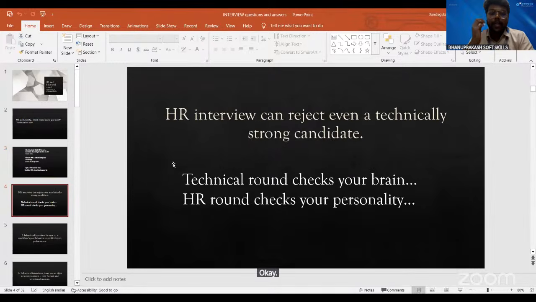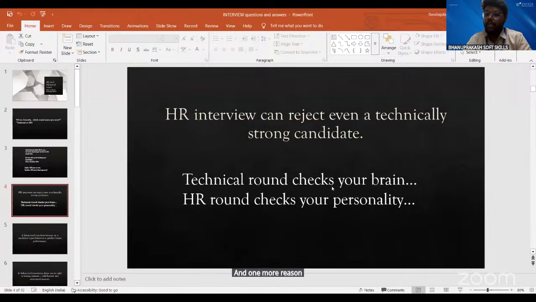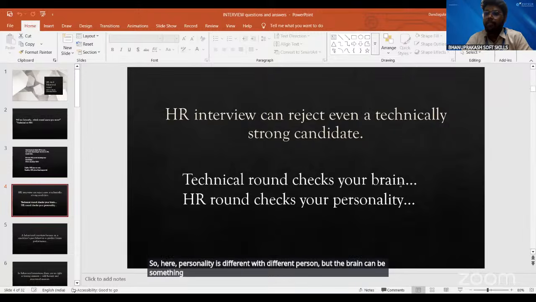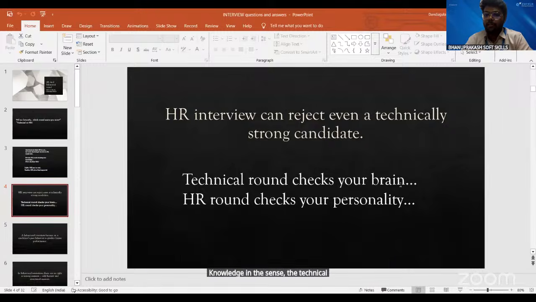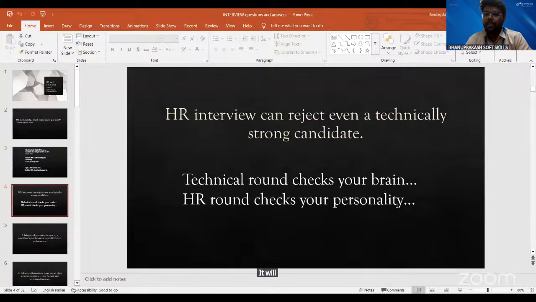Next, an HR interview can reject even a technically strong candidate, because I already told you the reason. And one more reason, the technical round checks your brain, which is your knowledge, and HR rounds check your personality. Personality is different with different persons, but knowledge can be the same for everyone. Knowledge in the sense, the technical subject, some fixed syllabus is there. So everyone can learn that fixed syllabus. But there is no such fixed thing called personality, right? It will be changing from person to person.